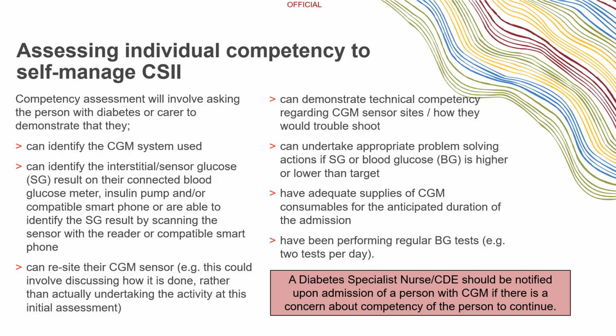that they can undertake appropriate problem-solving actions of blood glucose if their sensor glucose is higher or lower than target, that they have adequate supplies of CGM consumables for the anticipated duration of the admission, and that they have been performing regular blood glucose tests in addition to maintaining their continuous glucose monitoring system. An opportunity to consider referral to the diabetes specialist nurse or credentialed diabetes educator should be considered if there is any concern about the competency of the person to continue to use their CGM during the course of their hospital stay.